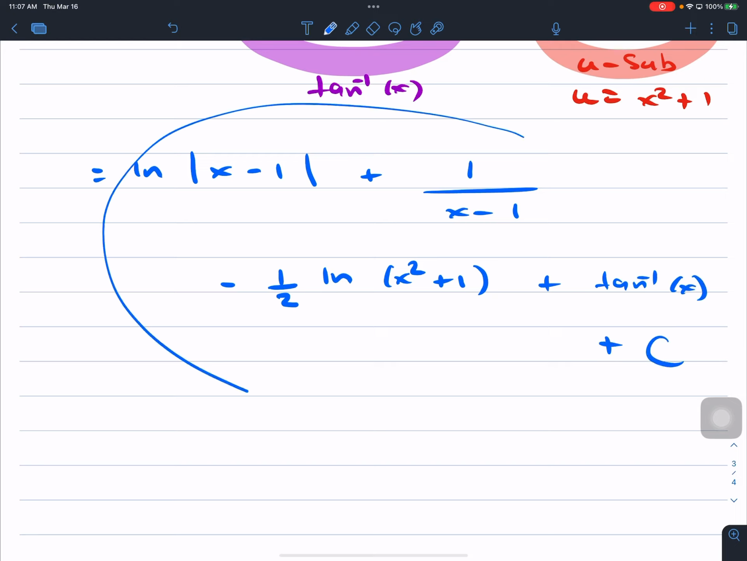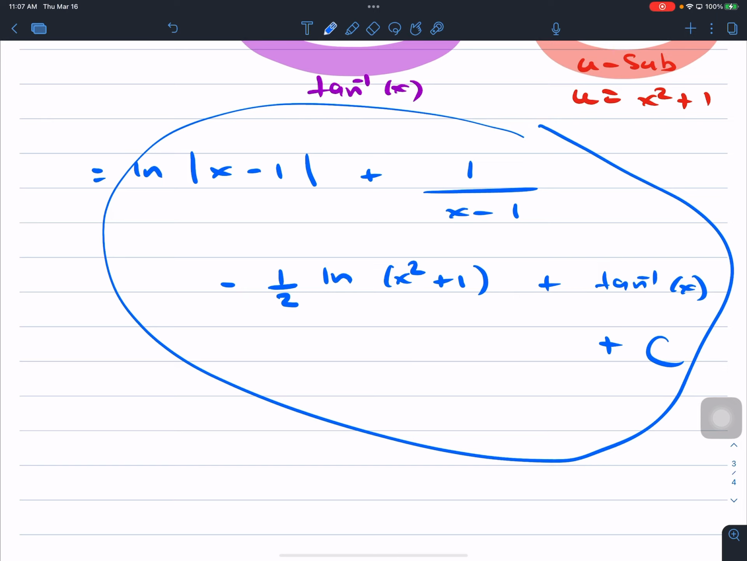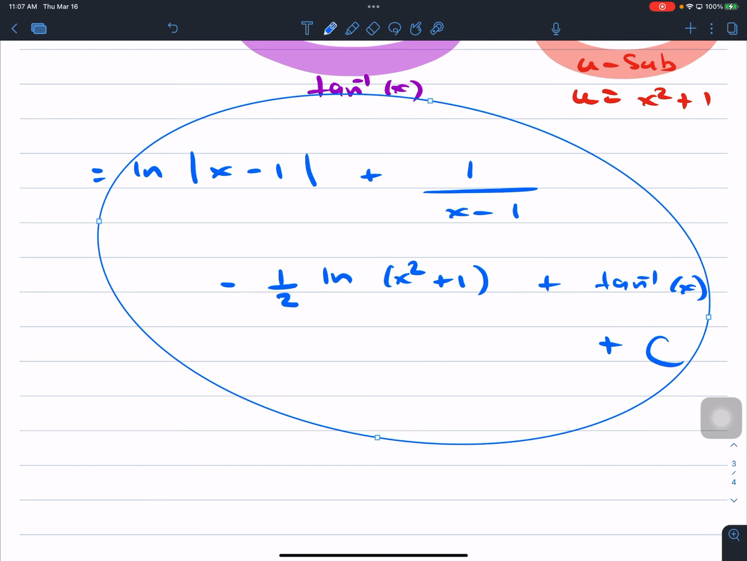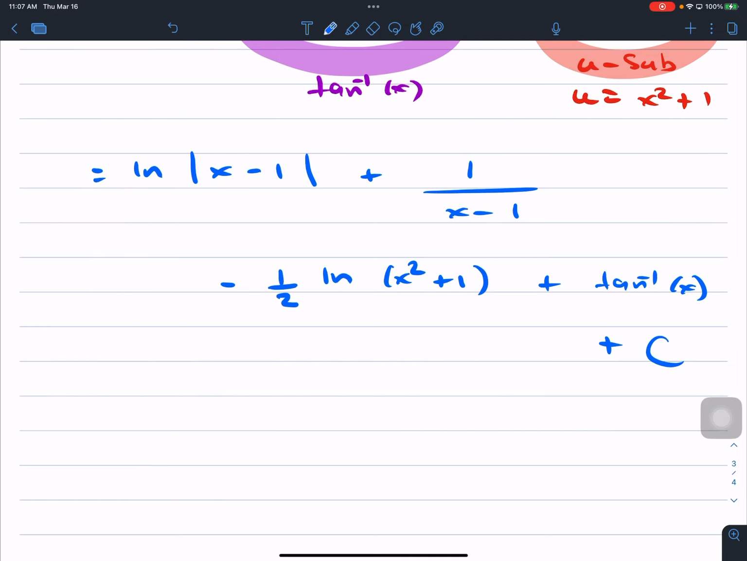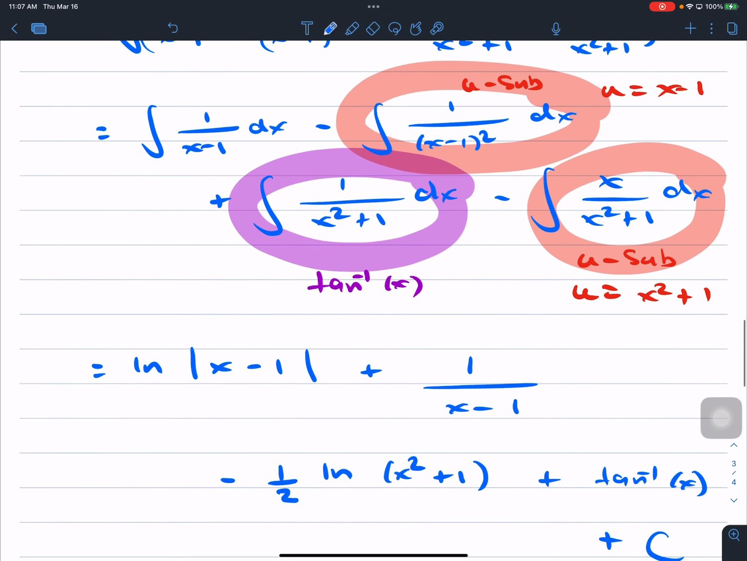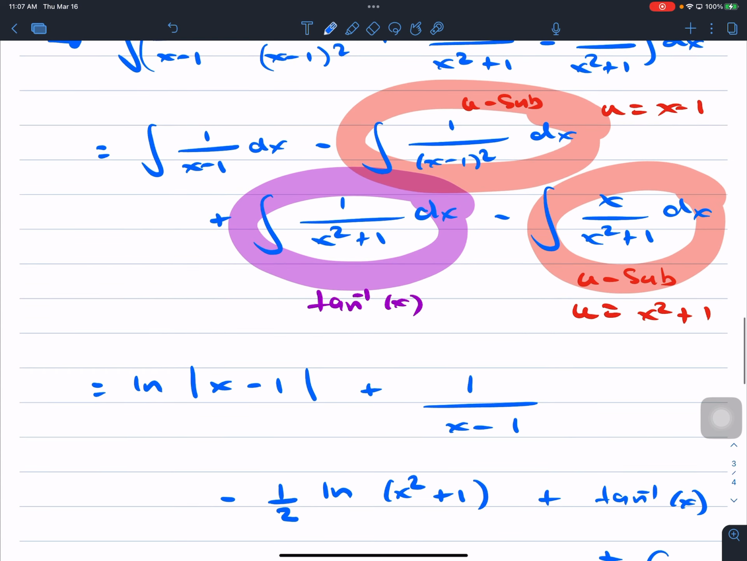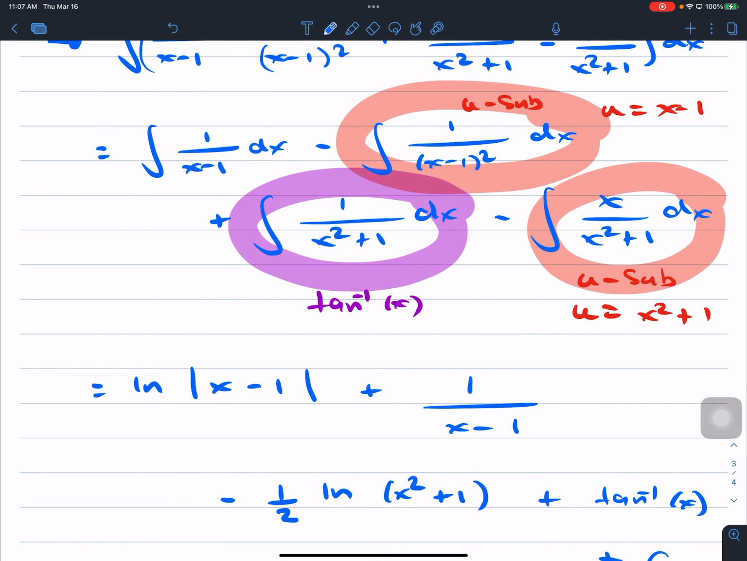So, ladies and gentlemen, there you go. Here's your final answer. And I don't like using that circle, but okay, you guys okay with that? I'm just saying this is your integration here. So, this is how you handle that particular situation.